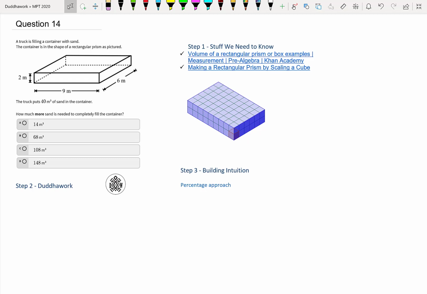Now for question 14 we're asked, if a truck is filling a container with sand, the container is in the shape of a rectangular prism as pictured, and it has height 2, width 9, and length 6. If the truck puts 40 meters cubed of sand in the container, how much more sand is needed to completely fill the container?